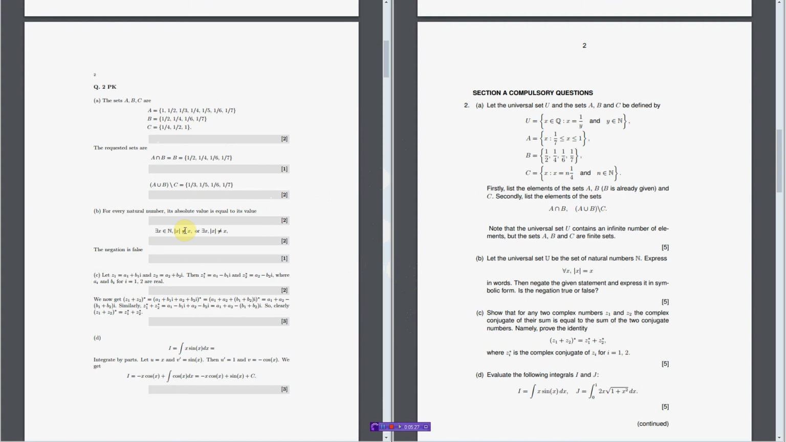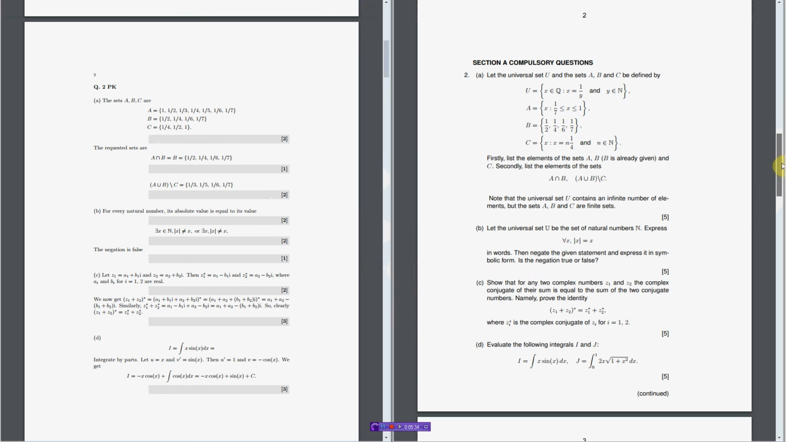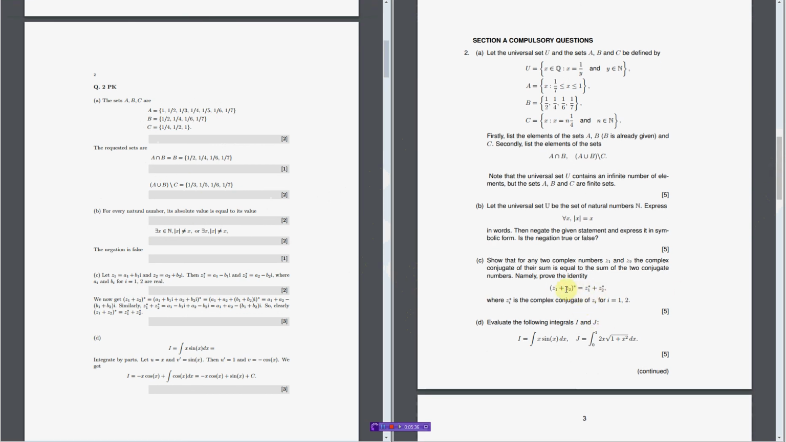Okay, then turning to part C. Part C concerns complex numbers, and you're asked to prove this relationship here. So this is saying that the conjugate of the sum of z1 plus z2 is equal to the sum of the conjugates, z1 conjugate plus z2 conjugate. I'm going to prove this statement for all complex numbers z1 and z2. So this is an argument.